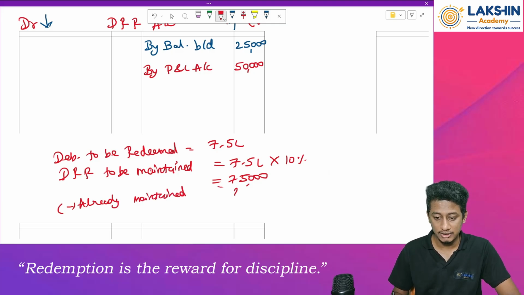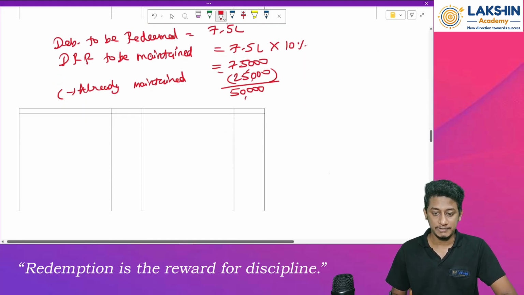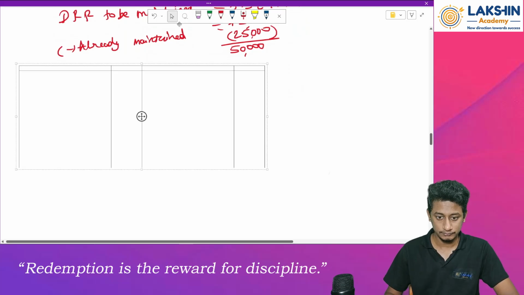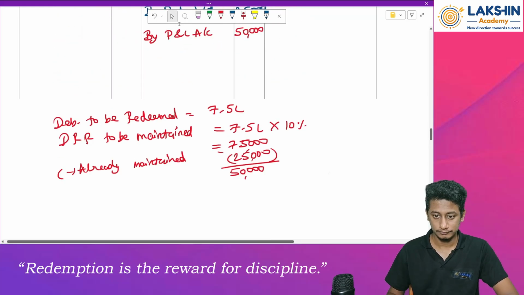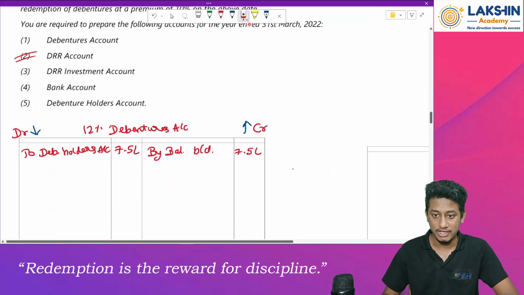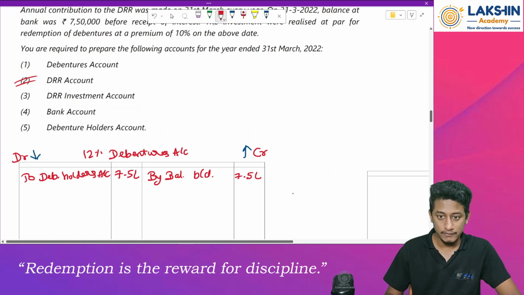How much? Rupees 25,000. So how much more is required? 50,000 more is required. Done? Yes. After this, what else is required? So we are done with these two accounts.